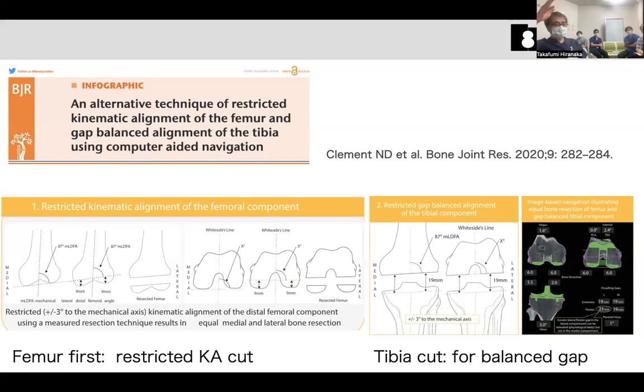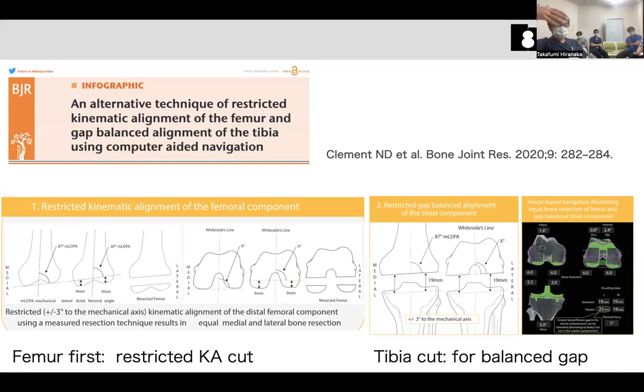So there are three kinds of functional alignment or hybrid techniques: the simultaneous before bone cutting, or femur first, or tibia first. That's three types. But femur first and tibia first are something like a hybrid technique. One side based on morphology or measured technique, and the other side based on the gap-dependent cut.